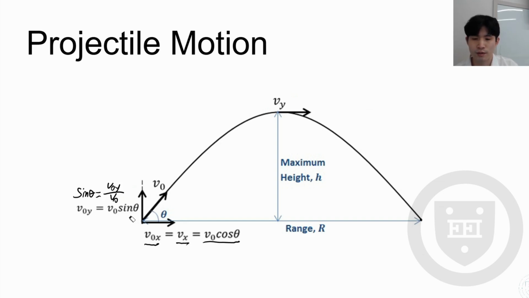So for horizontal velocity, Vx is always constant, but Vy is not always constant because there is vertical acceleration. The vertical acceleration in here is actually gravitational acceleration, which points downward throughout the whole motion.